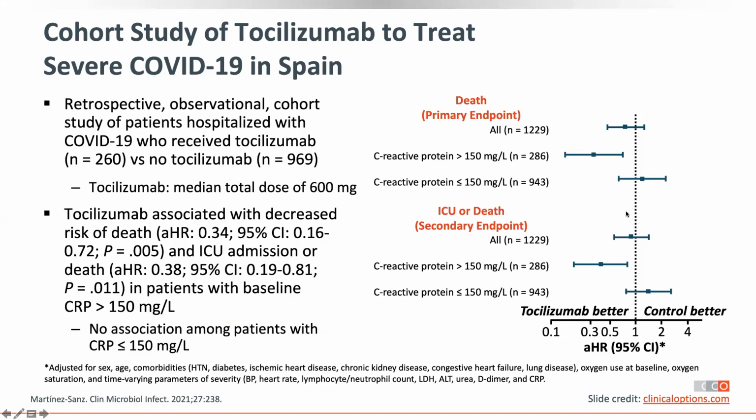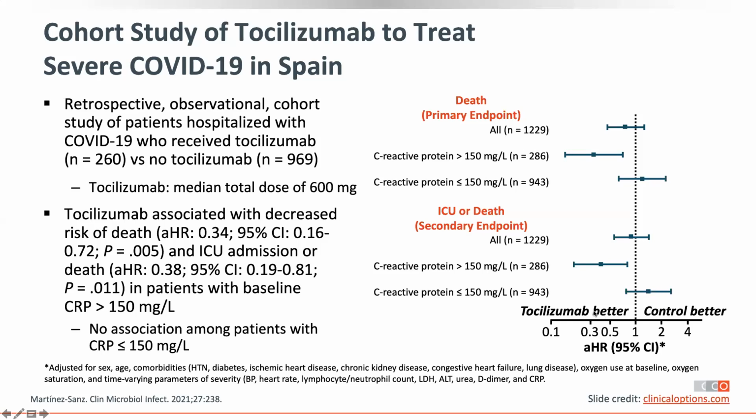If you look at those individuals who are on tocilizumab, this is better, and then also the control. You can see that even those with C-reactive protein more than 150 perform better when you look at death or even ICU compared to those individuals who are on the placebo, which is the control group here. For those whose inflammatory response was not high, of course, the placebo does better.